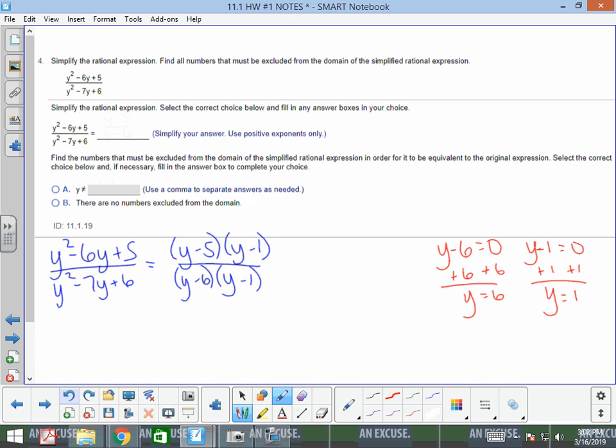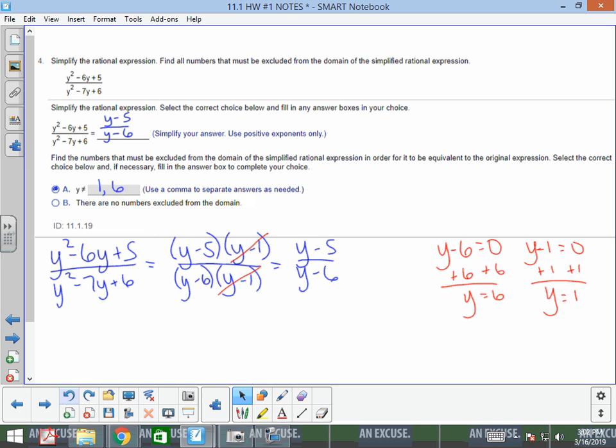Now let's cancel. So y minus 1 cancels y minus 1. So the simplified form is y minus 5 over y minus 6. The excluded values are 6 and 1, or 1 and 6. It doesn't really matter the order that you put them in.